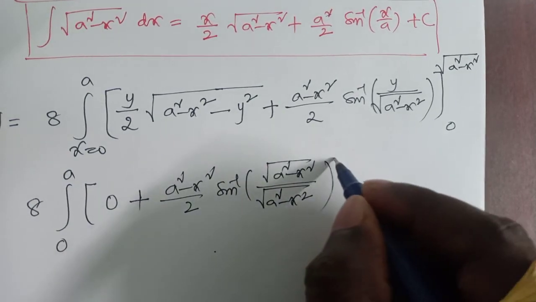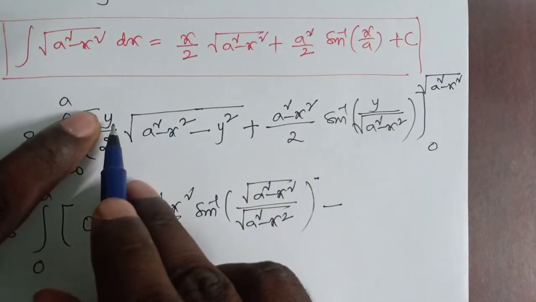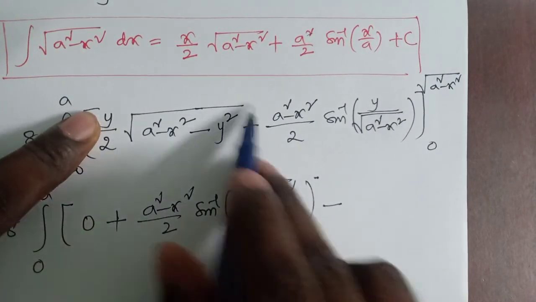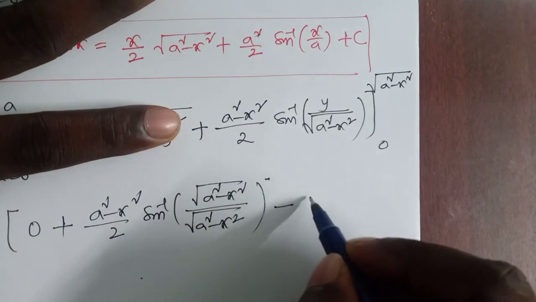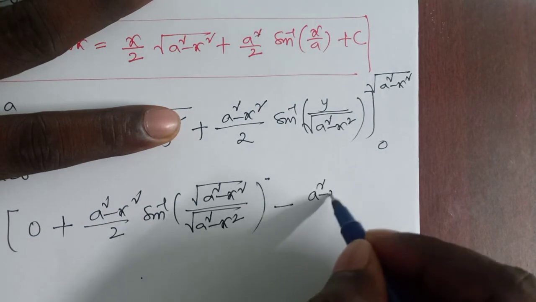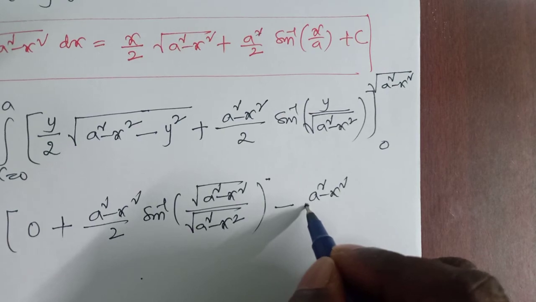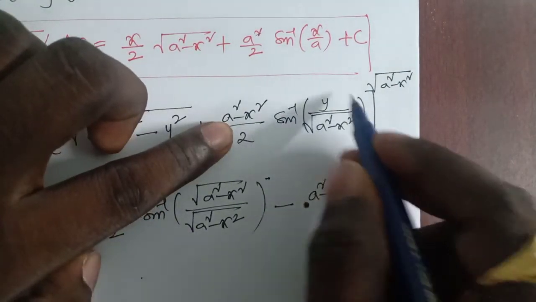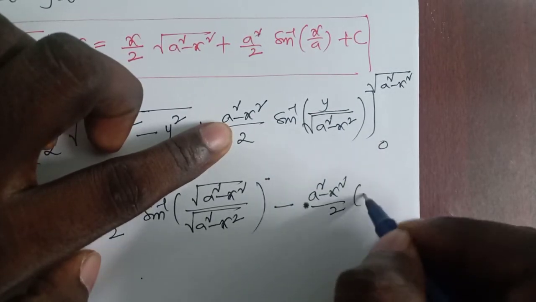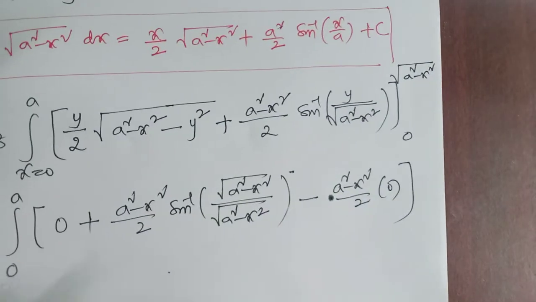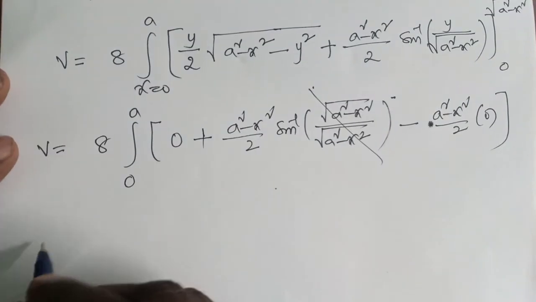Coming to the lower boundary, minus of, if you substitute 0 here, 0 by anything is 0 and 0 times anything is 0, so it is eliminated. Coming to the next one, a square minus x square by 2 into sine inverse of 0. Clearly sine inverse of 0 is 0, so a square minus x square by 2 times 0 is also 0. So root over a square minus x square and root over a square minus x square get cancelled.